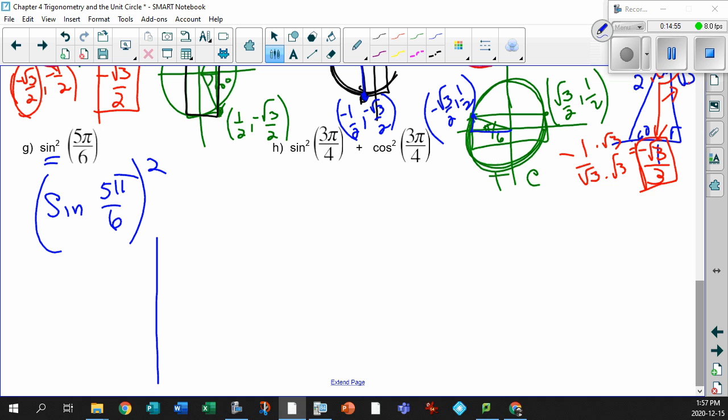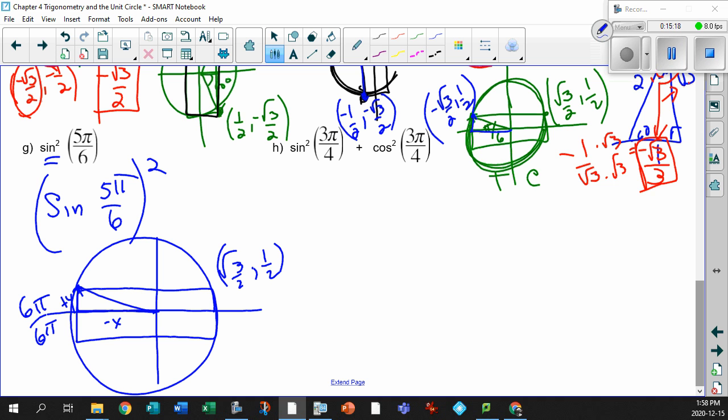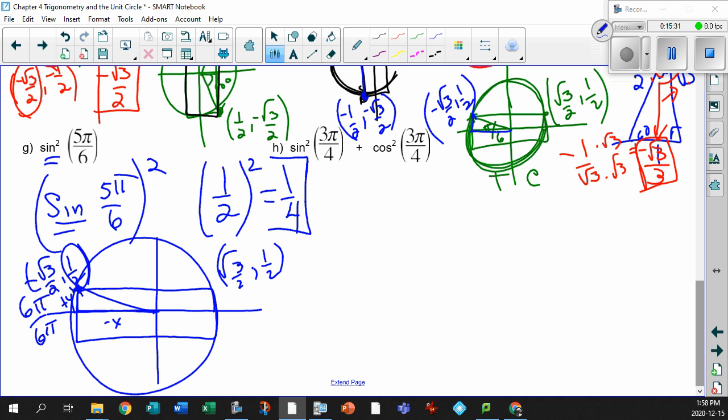So quickly, let's go because most people are getting tired here. This is 6 pi over 6. So you know that this guy is going to be right to about here. That's going to be the narrow one. You know that these guys are all root 3 over 2s and 1/2. This guy's going to be negative x, positive y. So this is going to be negative root 3 over 2, positive 1/2. You want the sine of this guy, so this is actually 1/2. And then you're going to square this, which gives you 1/4, and there's your value.